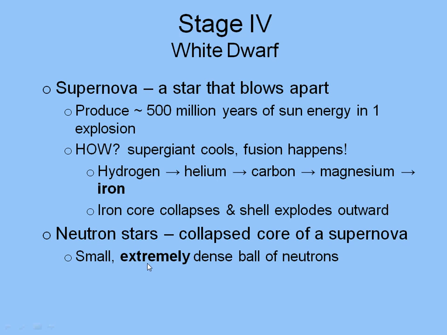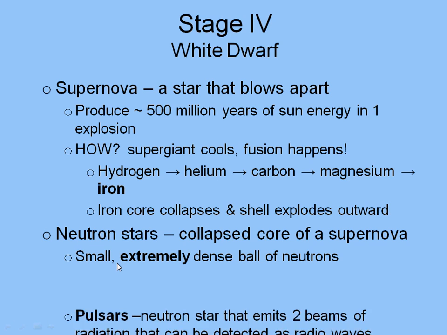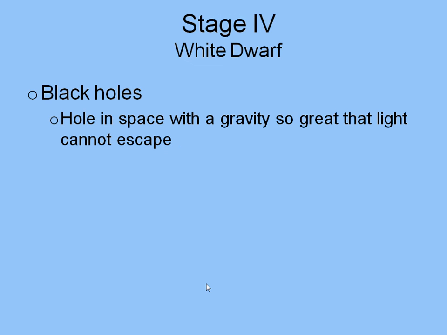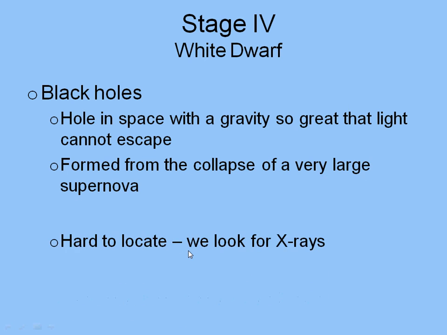A neutron star is basically the collapsed core of a supernova. Again, it's very dense. Pulsars, I want to show you pulsars later, but basically it's a neutron star that's producing beams. All right, so again, a black hole.